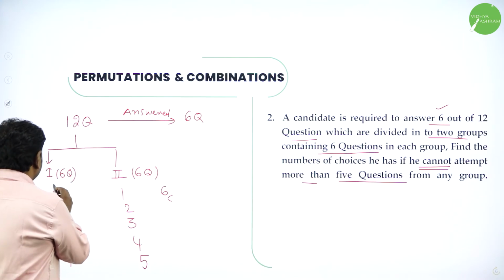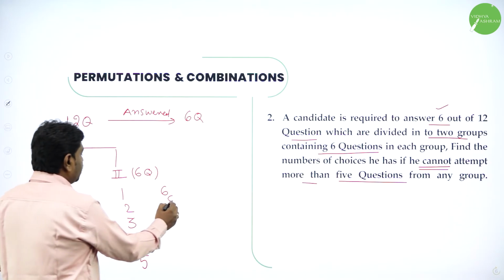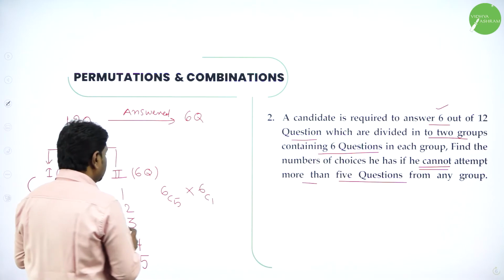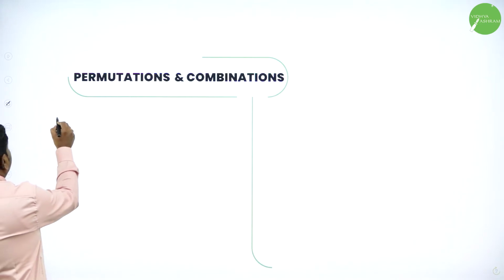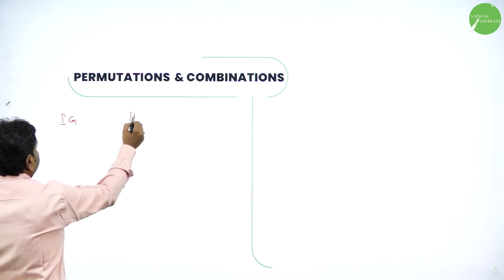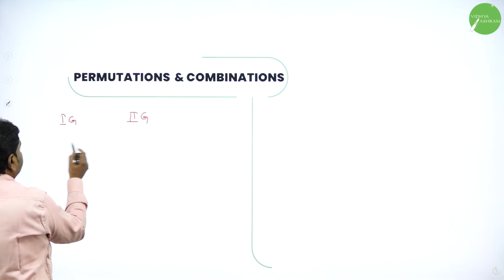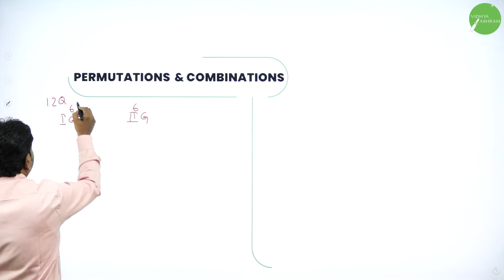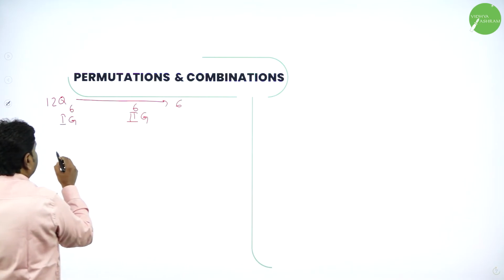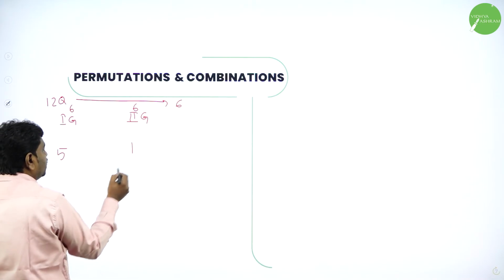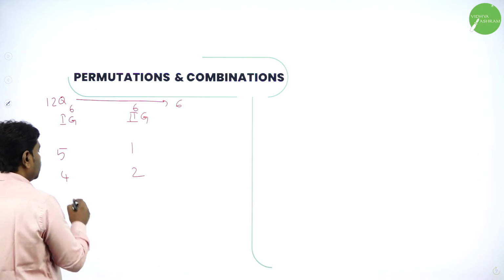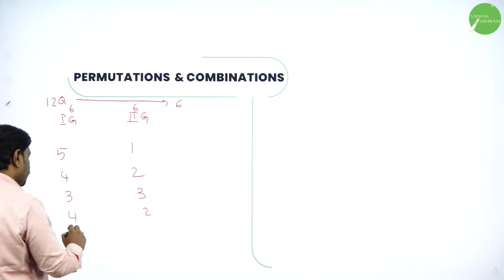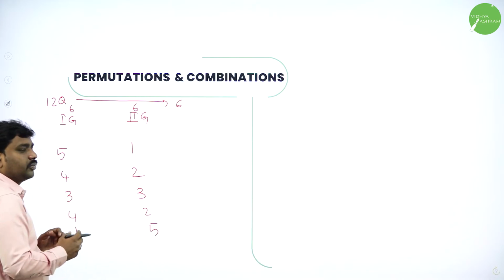Out of 6 in first group, you should select 5. Out of 6, 5 can be selected in 6C5. Into out of 6, 1 can be selected in 6C1. So now we will write the situation in combination. So now we have first group, second group. Total 12 questions are there. Here 6 are there, here 6 are there, and you should select any 6. So first is what? 5 questions you can select here, 1 here, 4 you can select here, 2 here, 3 you can select here, 3 here, and 2 you can select here, 4 here, or 1 you can select here, 5 here. You cannot go more than this.